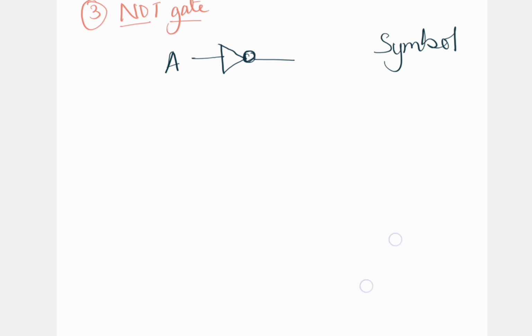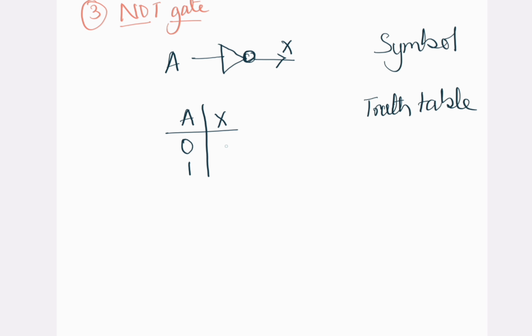If we have an input A, the output X is over here. The most important thing you have to remember is that it works with a single input, and as I did mention, it works in combination with other gates. Let's quickly have a look at the truth table. We are going to use a single variable, A. So if A is the single variable, we have the two values 0 and 1. The output X is going to be exactly opposite, 1 or 0. So this is the truth table for the NOT gate.